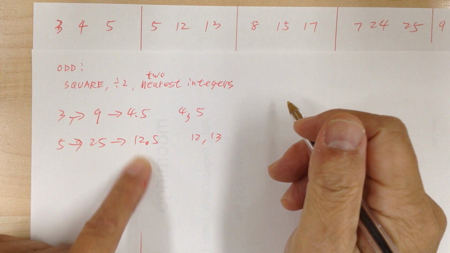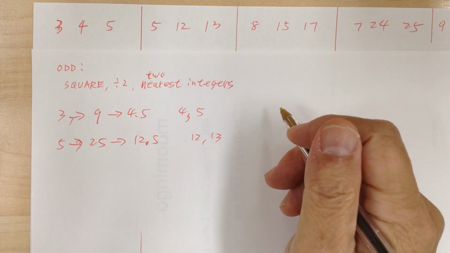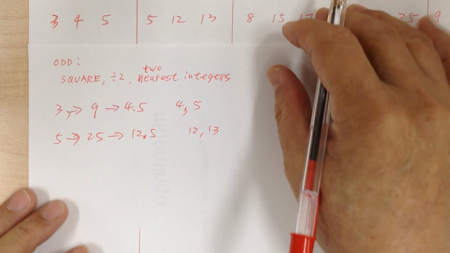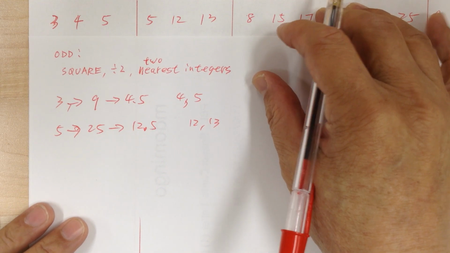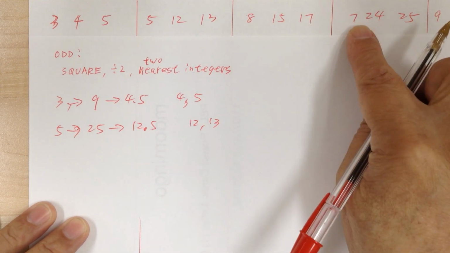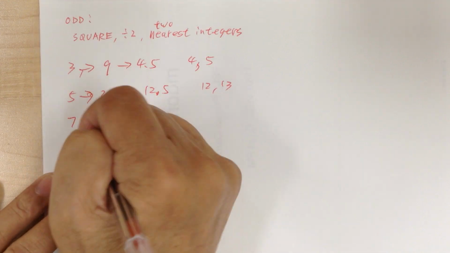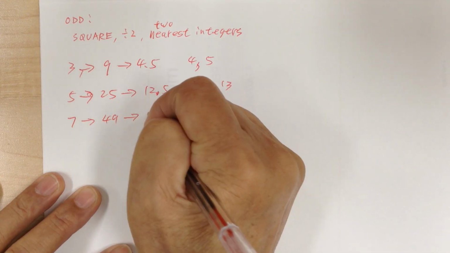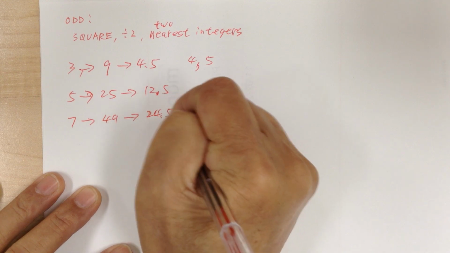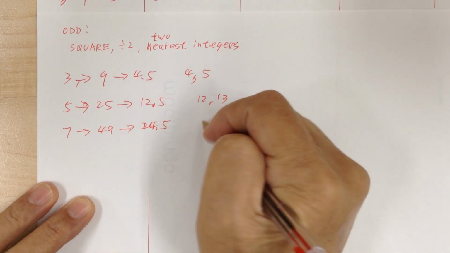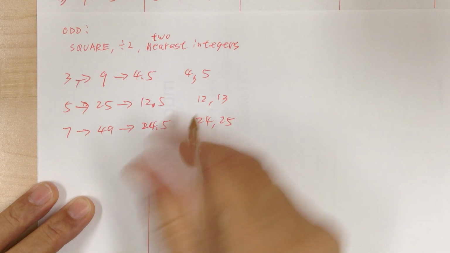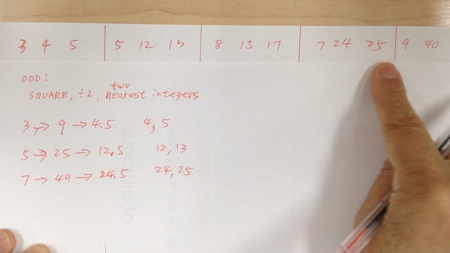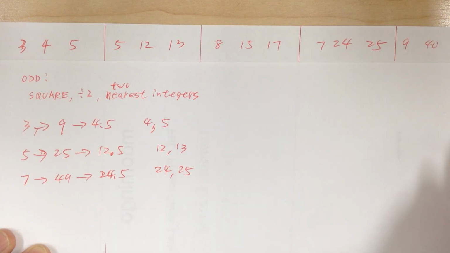So again, there's a lot of interest. That's why math is very interesting. There's a lot of interesting patterns and interesting facts. Now 7. If you square, you get 49. Divide by 2, you get 24.5. And the two nearest integers, you get 24, 25. That's where you get 7, 24, 25. And the pattern continues, right?